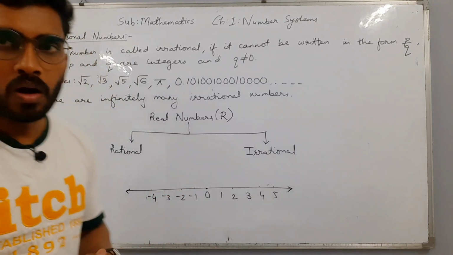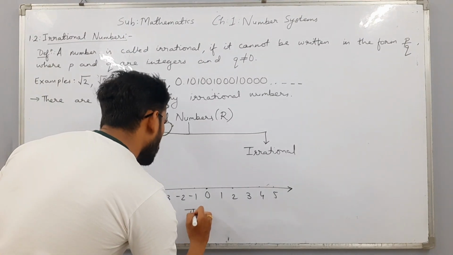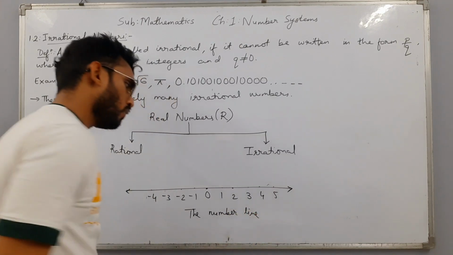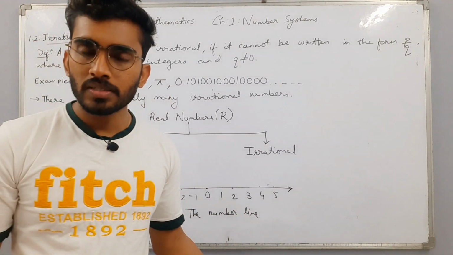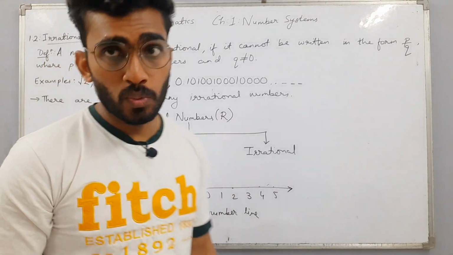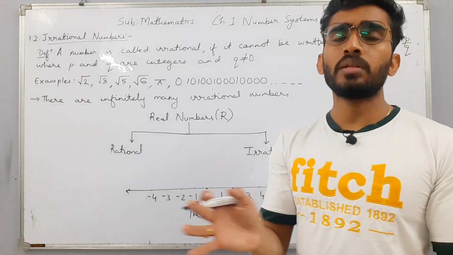This is called as the number line. This is called as what? The number line. Okay, because it is a line containing numbers. Very simple. It is a line containing numbers, so hence it is called as what? Number line.